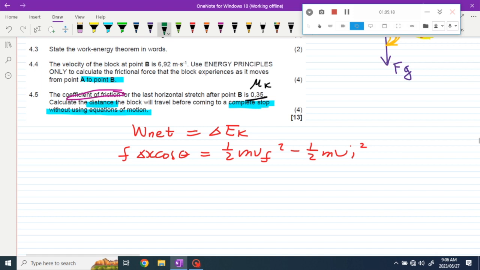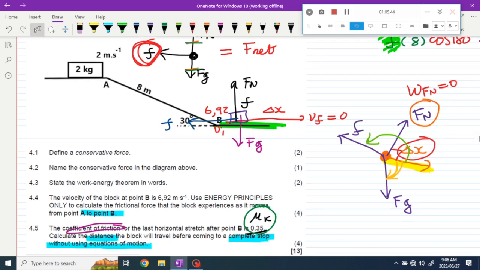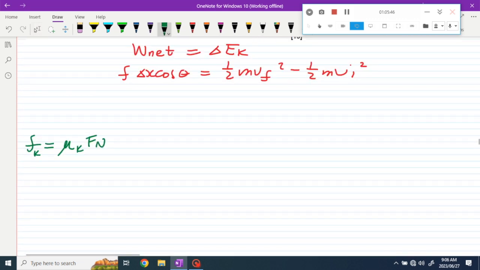To calculate the friction force, yes, we got friction previously, but it is not the same. We are going to have to calculate it from scratch. They gave us the coefficient of friction. We know friction can be calculated by saying the coefficient multiplied by the normal force. And in this case, the normal force is equal to Fg. It's one of few cases where Fn is equal to Fg. So I can calculate this by saying the coefficient multiplied by mg.